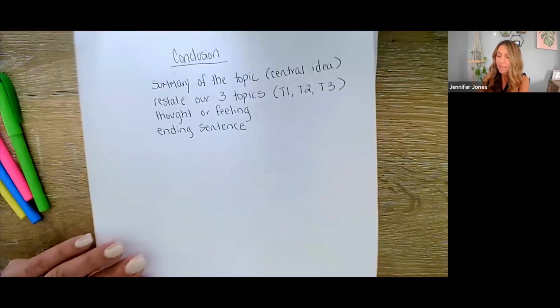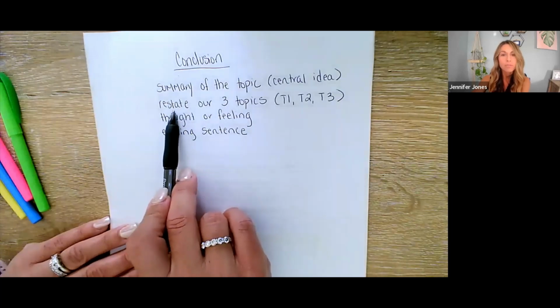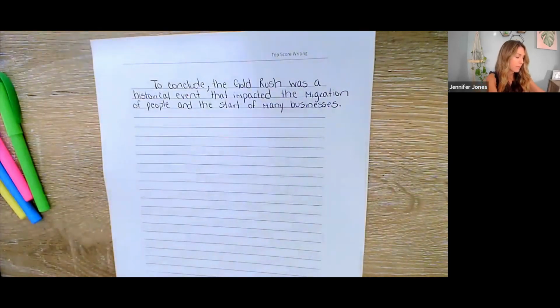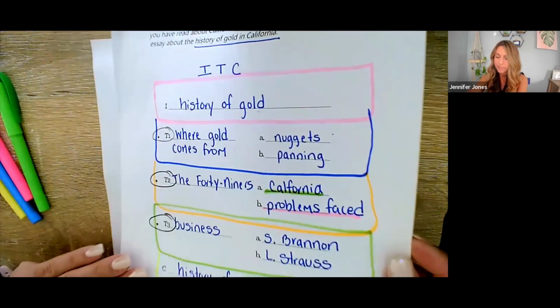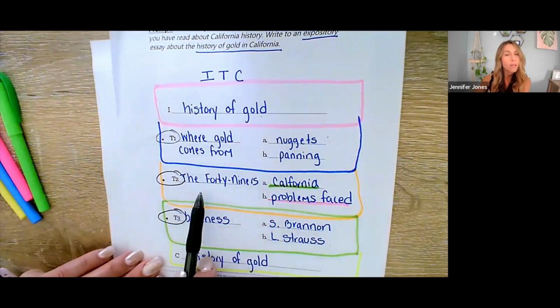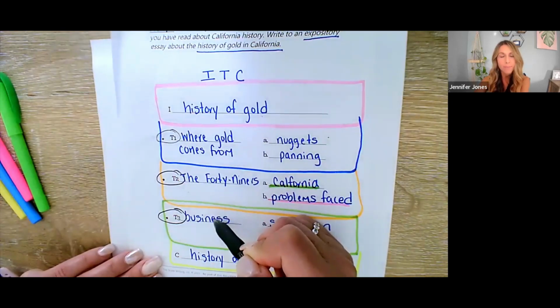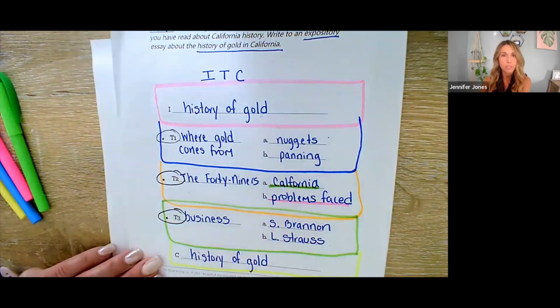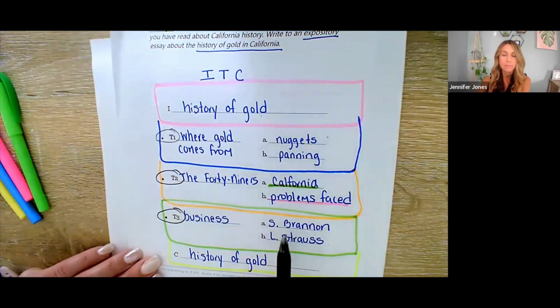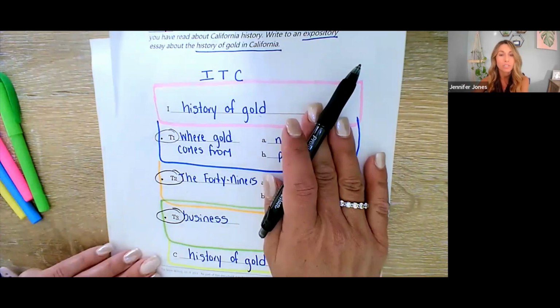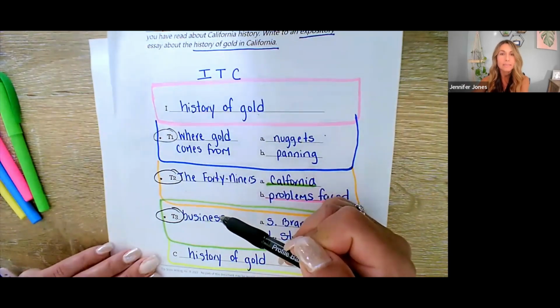So now I'm ready to go to the next part of my conclusion paragraph, which is where I'm going to restate my 3 topics. And that's what I wrote about for T1, T2, and T3. So here's where I need my planning outline. T1 was all about where gold comes from. T2 is all about the 49ers, and T3 was about the businesses that developed, or were begun, I should say, in California during the Gold Rush. So my T1, my T2, and my T3 topics are what I'm going to restate now in my conclusion. I am not going to be restating my details and examples. I won't be mentioning my subtopics in my conclusion paragraph, just like I didn't mention my subtopics in my introduction. I am simply going to be restating the 3 T's.